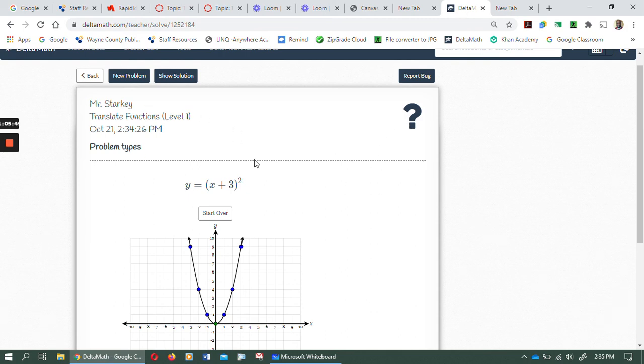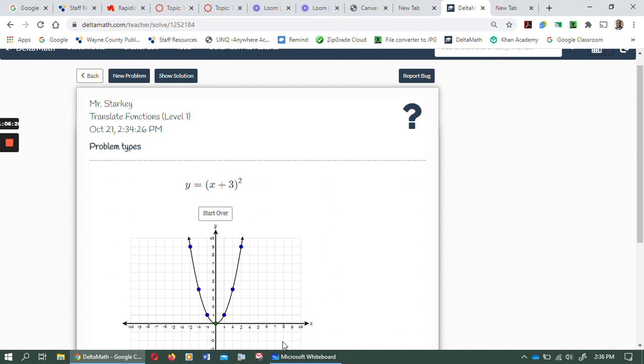Okay, so guys, another type of problem set that I've assigned for today's lesson on Delta Math is going to look like this. You see here, guys, they've got this function, and they don't really have any instructions here. I know it says translate functions, but they don't really have any instructions. So that's why I wanted to show you this particularly, so that you know exactly how you need to do this.